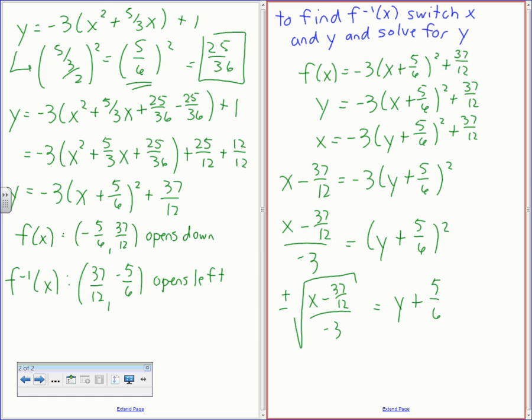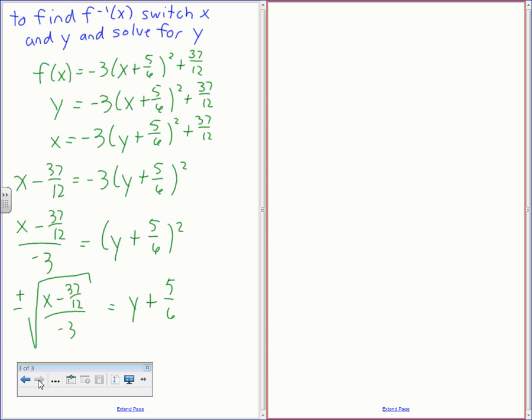All right, Tristan, last step's going to be what? How are you going to move the 5 over 6 over? Negative 5 over 6, plus minus, for x minus 37 over 12.